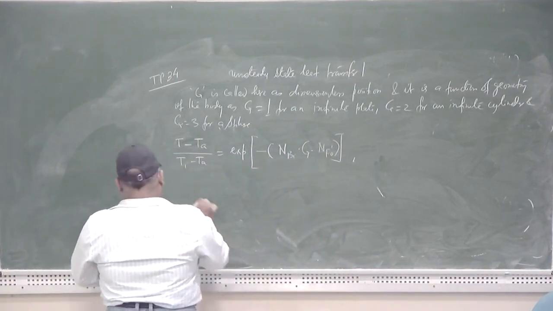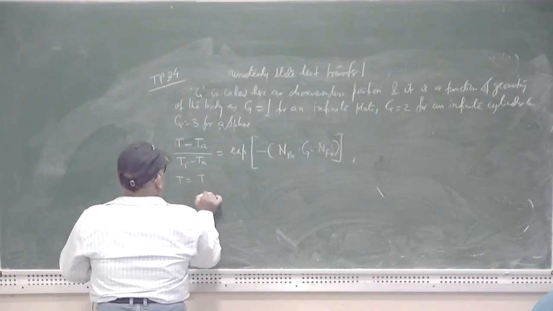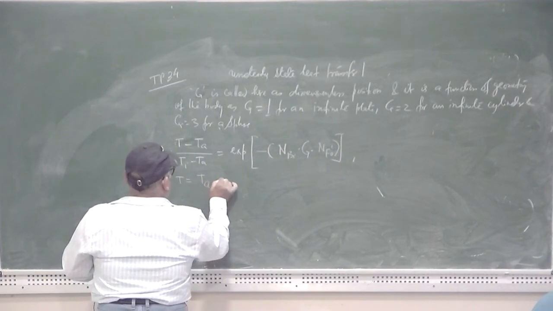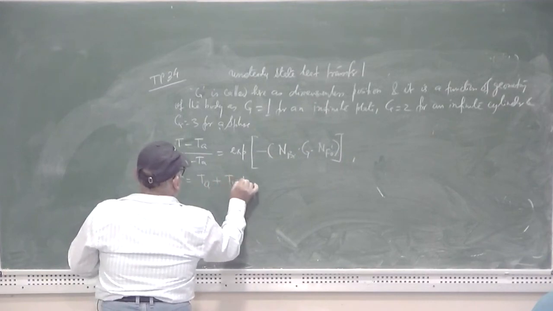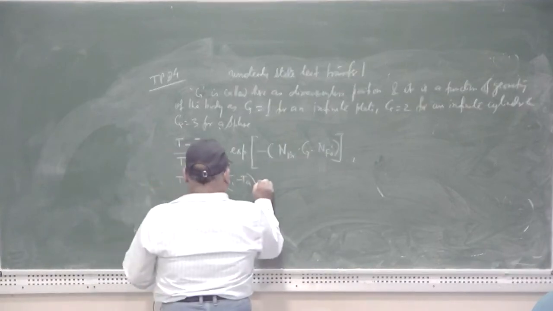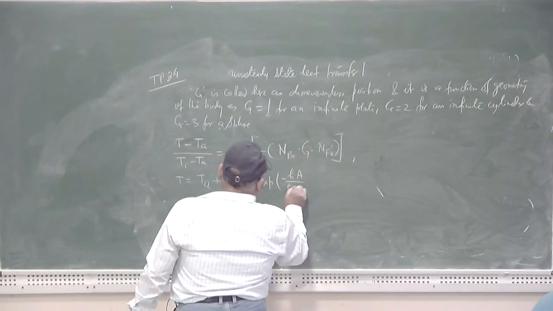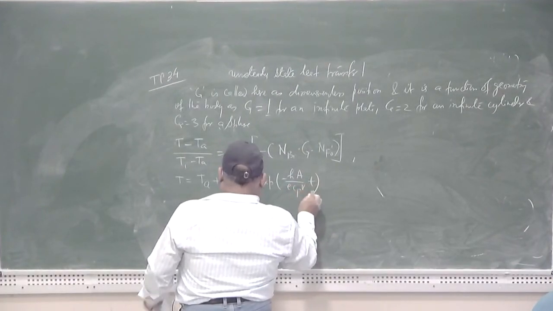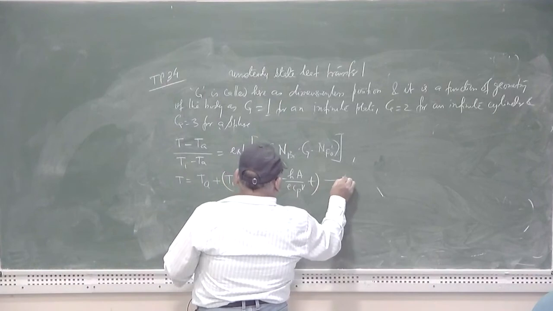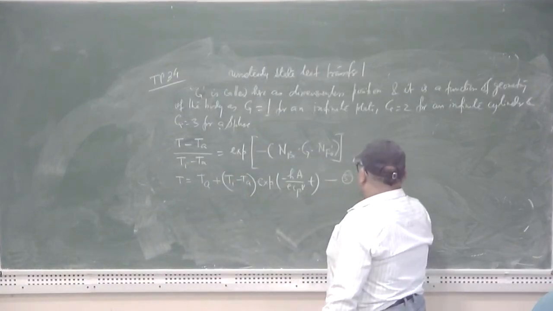Also we can write T is equal to Ta plus Ti minus Ta, exponential minus Ha divided by rho CpV into T. Let it be equation number 5. This equation is used for the cooling purpose.